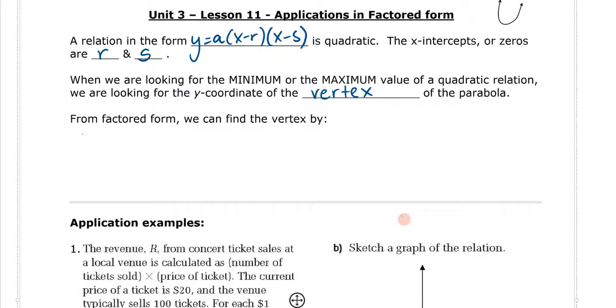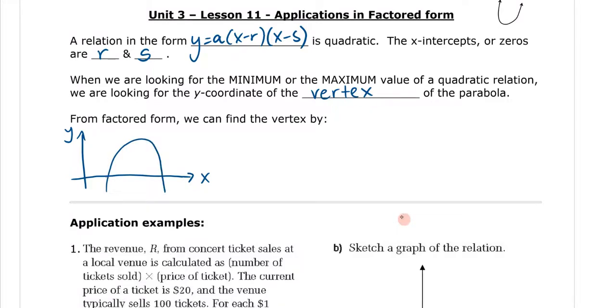So if you visually look at what the factored form represents, if I drew coordinate axes, x and y, well, I have a parabola. Let's draw a parabola like this. Each x-intercept, this would be my r and this would be my s. So I'm going to write r and s like that. You're going to have an axis of symmetry, and you're going to have a vertex right there.